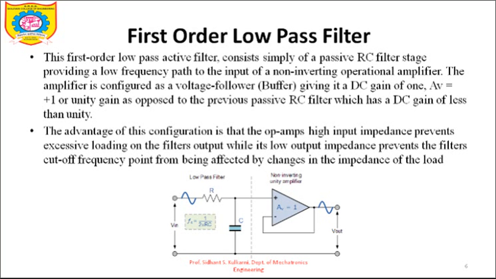The advantage of this configuration is that the op-amp's high input impedance prevents excessive loading of the filter output, while its low output impedance prevents the filter cutoff frequency from being affected by changes in the impedance of the load. Okay, so the op-amp has infinite input impedance, but at the same time it has low output impedance too.